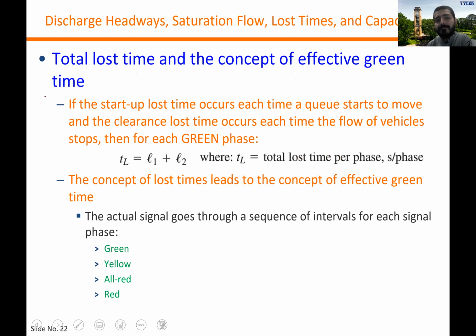So in reality, the total lost time per phase is a summation of L1, which is again the startup lost time, plus L2, the clearance lost time.